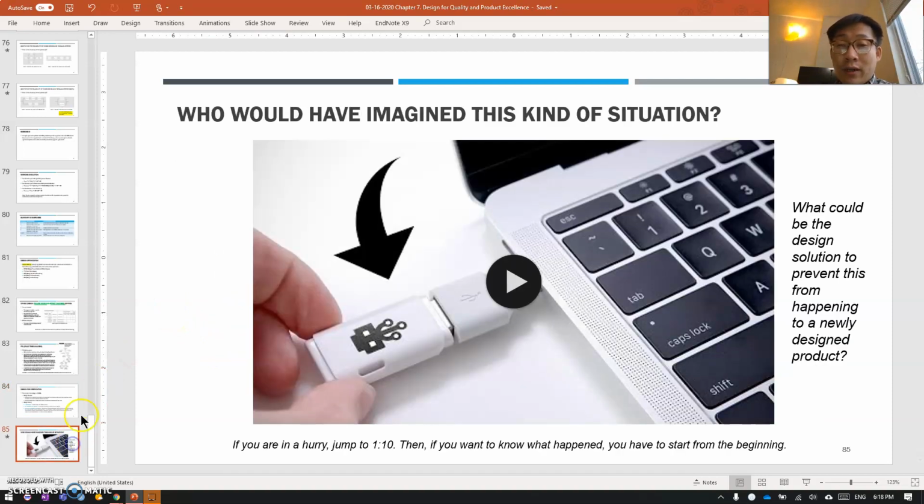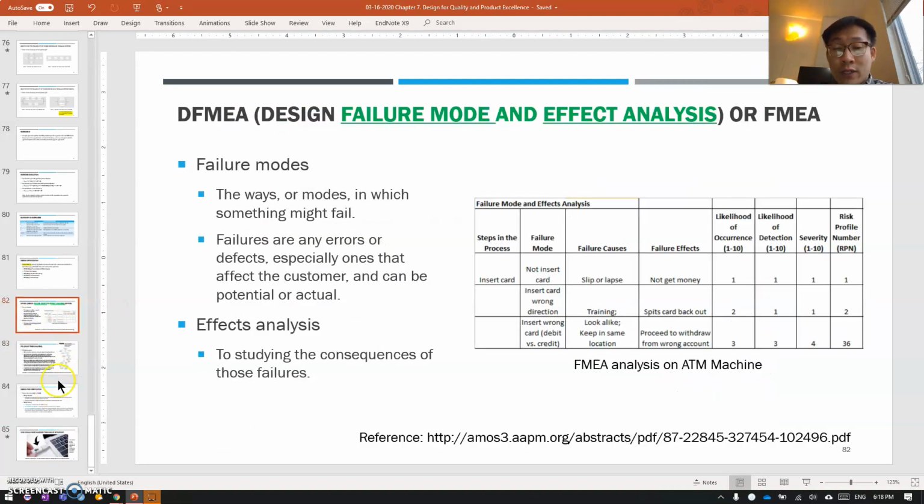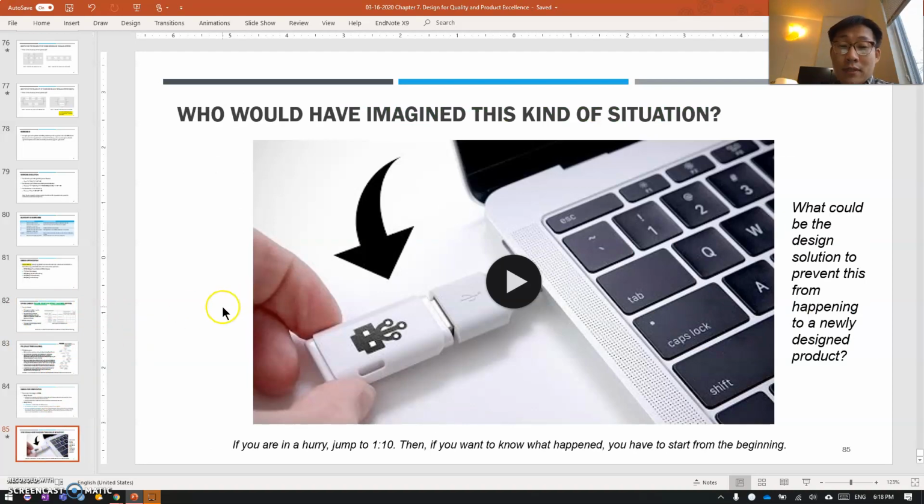Okay, and before I close, I'd like to show you an interesting video. This is pretty fun to watch. Okay, who would have imagined this kind of situation? We talk about all these potential failure modes and fault tree analysis, but things can actually happen from an unexpected angle. I mean, today's product designers need to prepare for all sorts of different possibilities. Okay, so you can enjoy this video on your own. I'm not going to play it here.